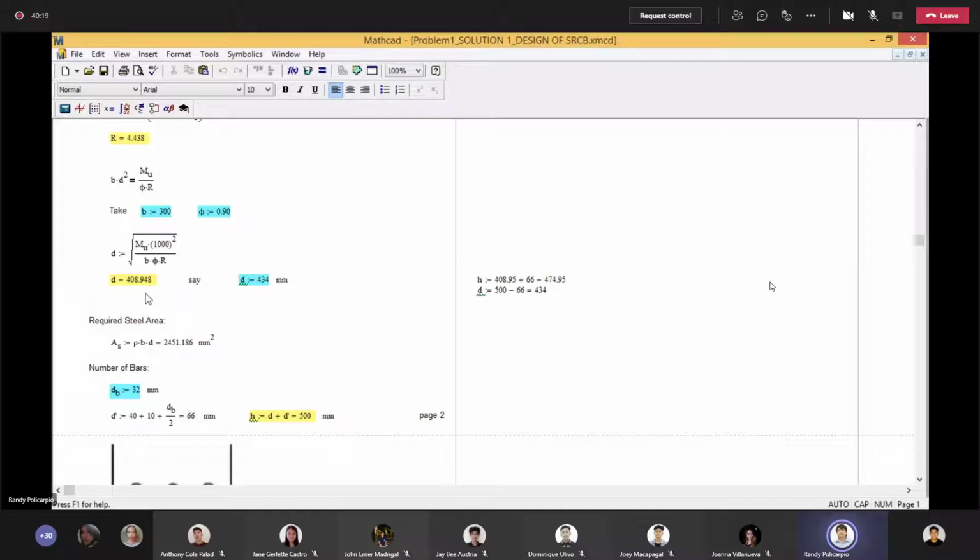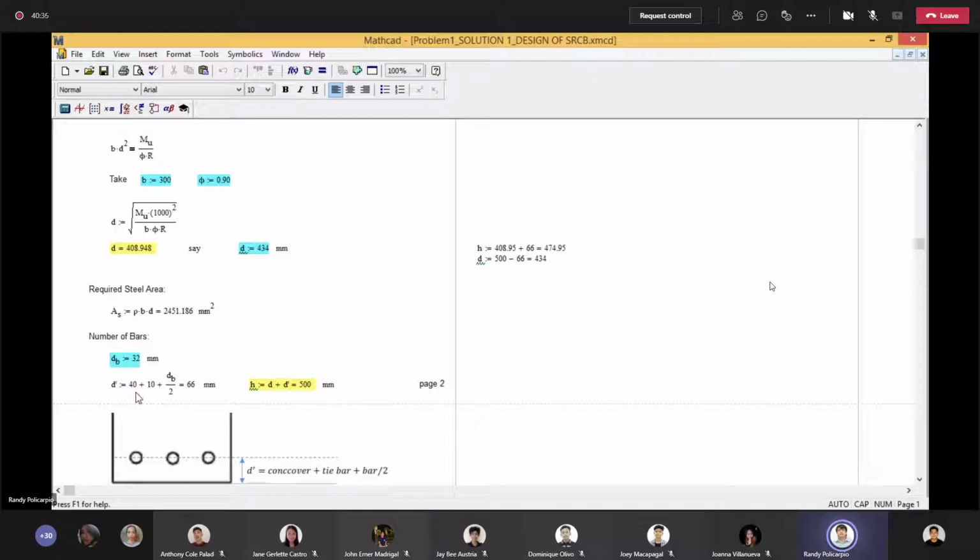Kapag namili tayo ng depth, ang ginawa ko ngayon dito ay initially, solve yung effective cover. Ano yung effective cover natin? Concrete cover plus tie wire plus yung ating diameter. I'm assuming na yung ating reinforcement ay isang layer lang. So I'm assuming the diameter of bar na gagamitin ay 32. So you have there 66 ang effective cover.